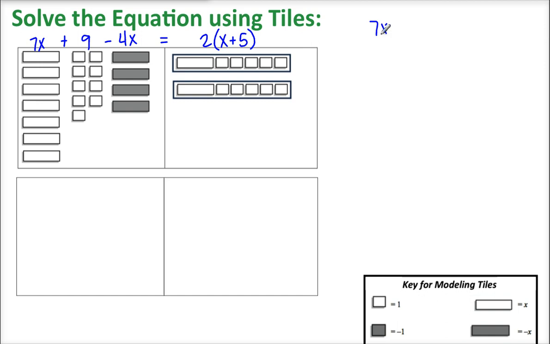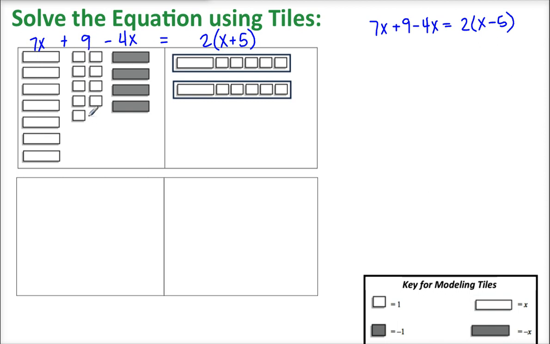I'm going to write that over here so we can write down what we're doing with the equation as we use the tiles. So notice this equation is chock full of all sorts of different stuff that you need to do. Okay, so let's work with the tiles first, and let's work on this side to begin with and clean up this side a little bit.